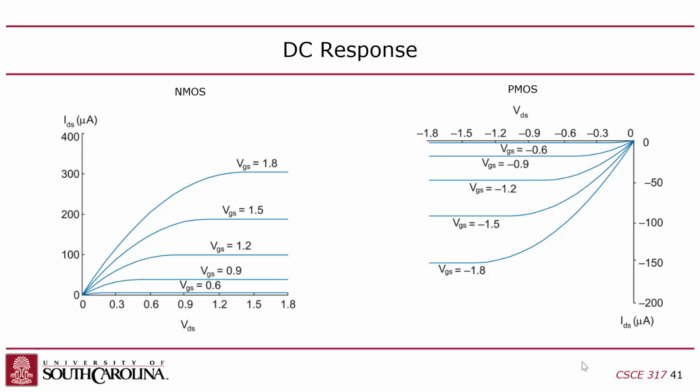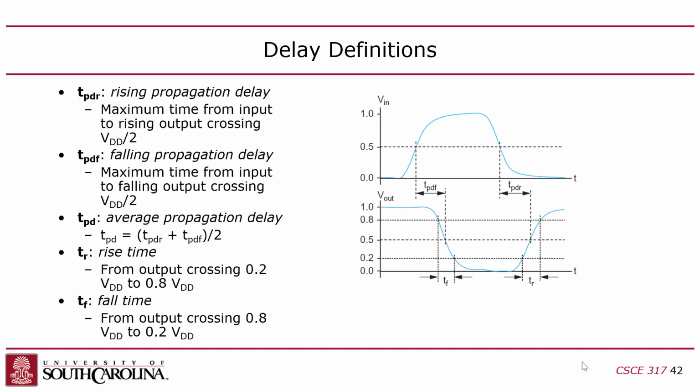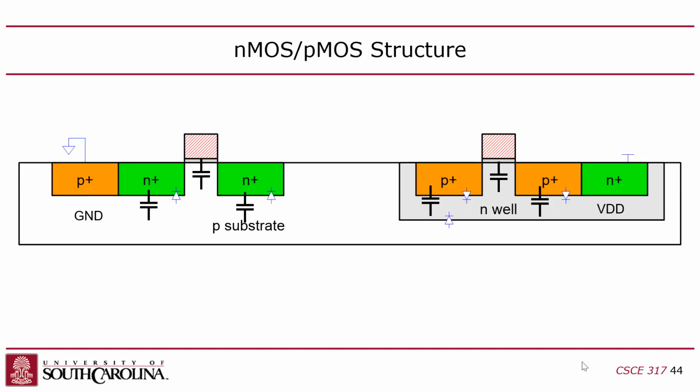So that's NMOS, and then PMOS is very similar, except these are negative voltages. Okay, does that make sense? Everyone clear on that?